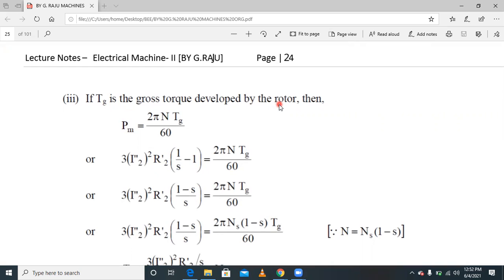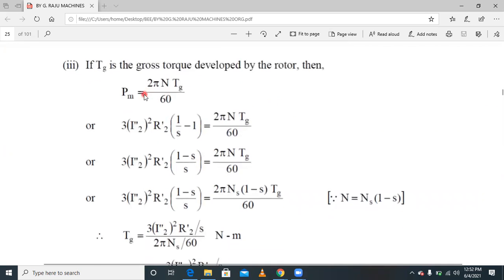Gross torque developed by the rotor: you know well, power is equal to torque into omega. For mechanical power, power is equal to torque into omega, where omega is equal to 2 pi N by 60. The mechanical power developed is equal to gross torque into omega. This TG is called the gross torque developed by the rotor.